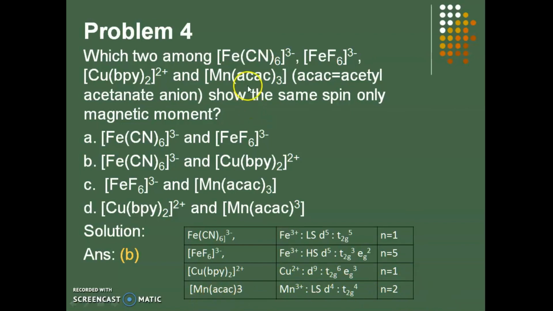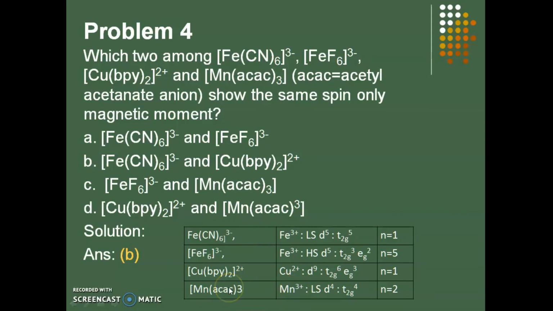The last complex that is given is the manganese acetylacetonate anion. This acetylacetonate anion is a monovalent anion, that means it has a -1 charge. It is a chelate ligand, a bidentate ligand but monovalent anion. So it will coordinate at 2 points but the charge is -1. That means the coordination number is 6, but the charge for each acetylacetonate ion is -1. So there are 3, and Mn is in 3 plus oxidation state.